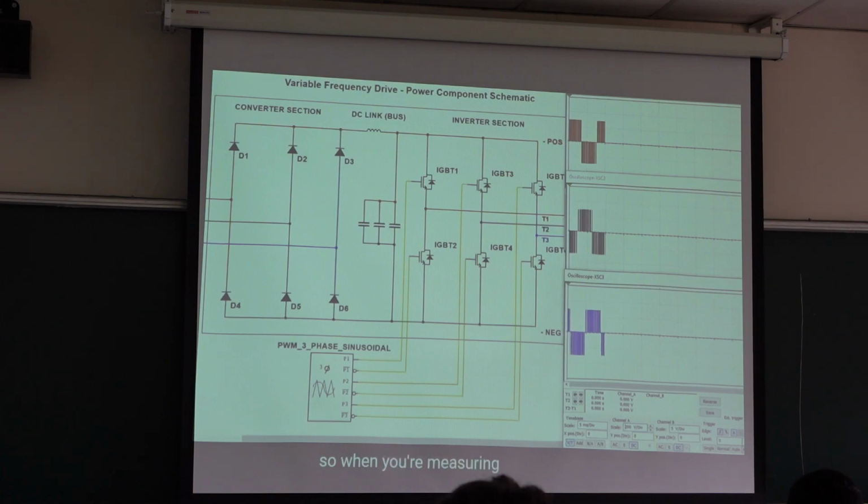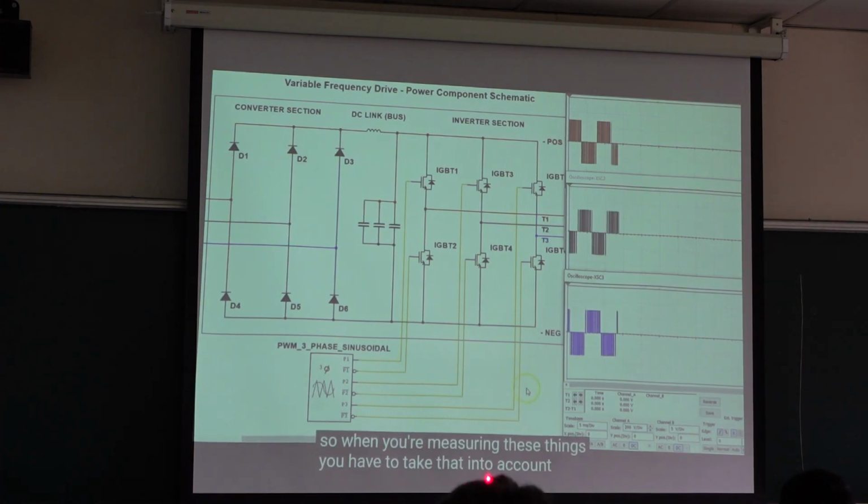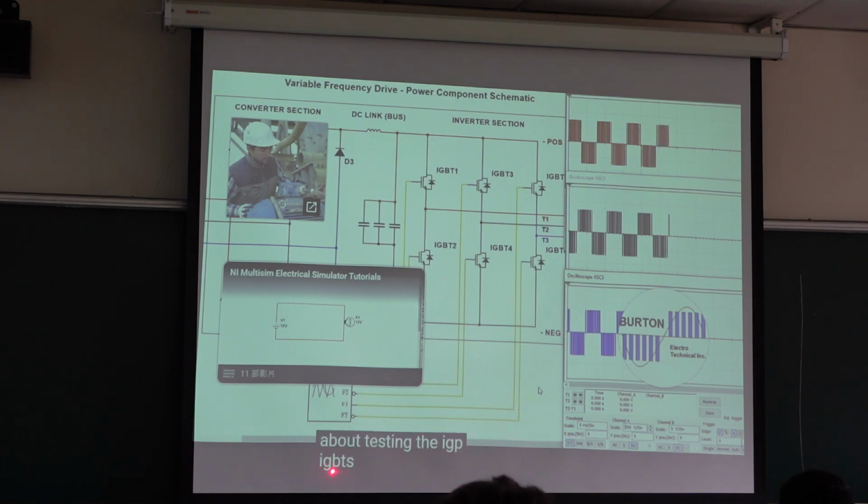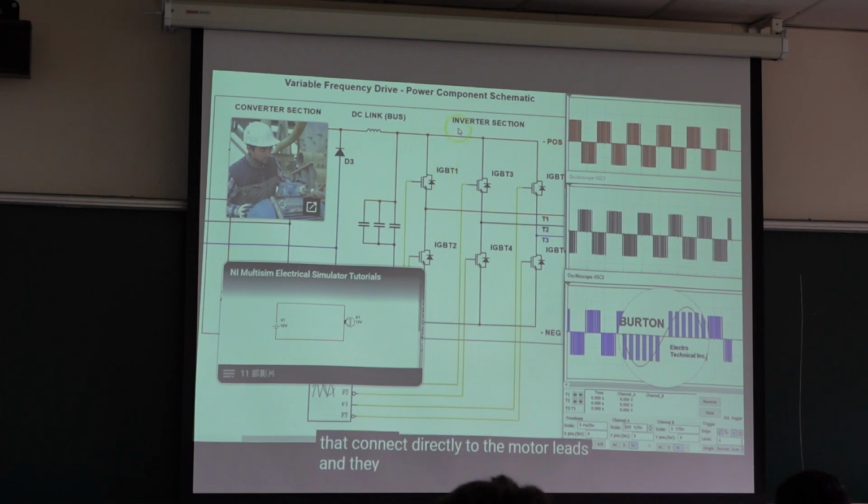So when you're measuring these things, you have to take that into account. If you've got one of your transistors blown out, you're going to see a problem when you're troubleshooting. They talk about testing the IGBTs or having a short circuit fault at the IGBTs. They're talking about the output transistors that connect directly to the motor leads. And they are in the inverter section.